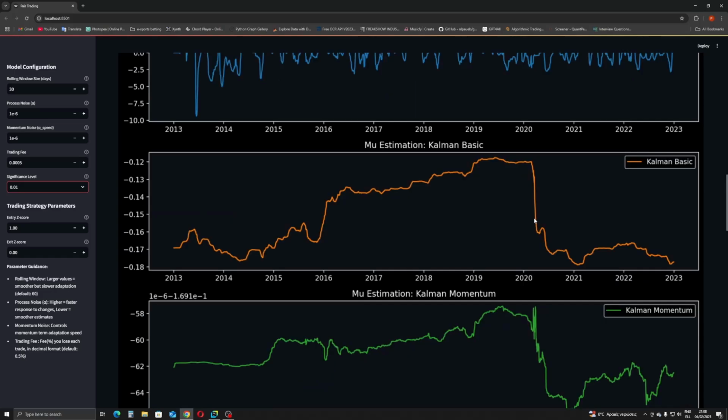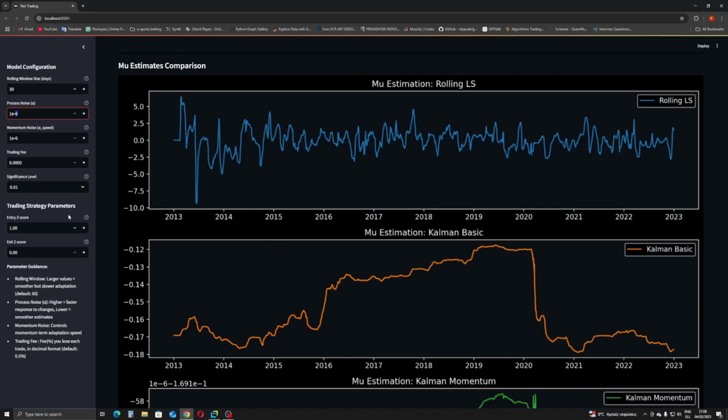Now, what else can we do? We can change the alpha parameter, which is used to tune the Kalman filter. Now, with a higher alpha, we have faster responses to changes. With a lower one, we have a smoother estimate. And with higher values, sometimes it will adapt to noise, which we don't want. And sometimes with very low values, it might not adapt to values that are important. So let's see with 3 what will happen.